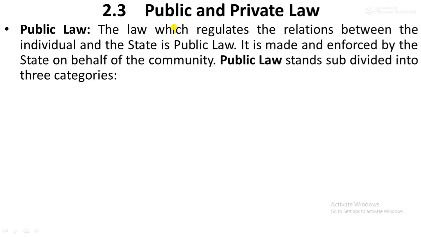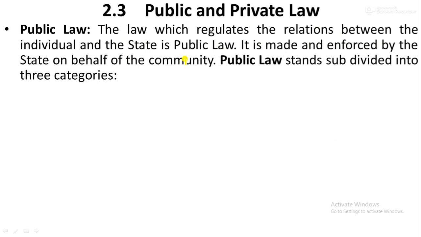By this word, the law which regulates the relations between the individuals and the state is the public law. Very simple. The regulation between state and individuals is the public law. That means public law regulates the relationship between individual and state. It is made and enforced by the state on behalf of the community. So public law is made by the state on behalf of the community.